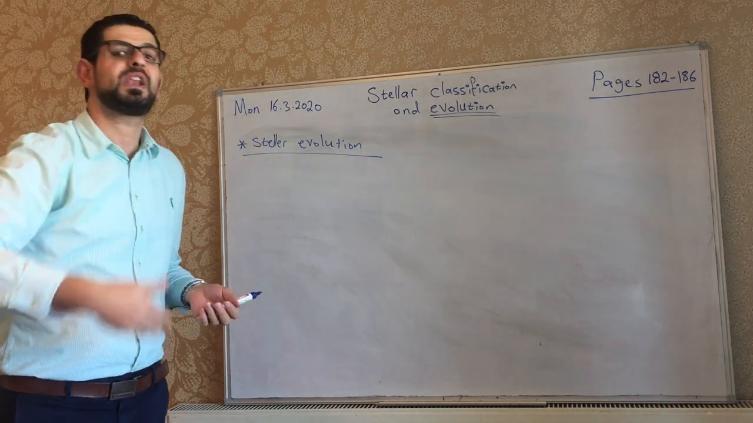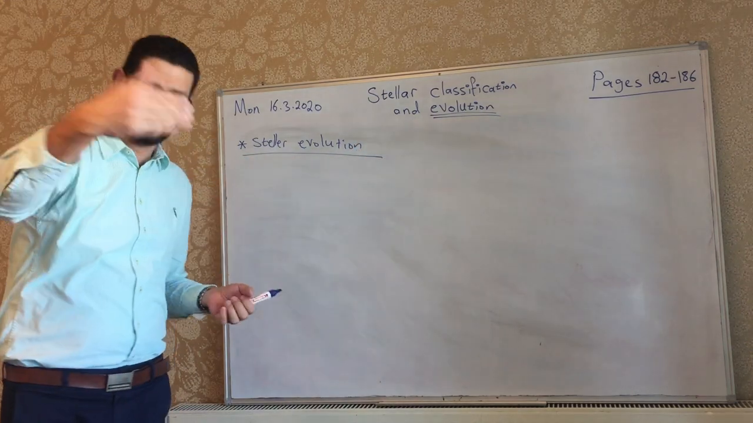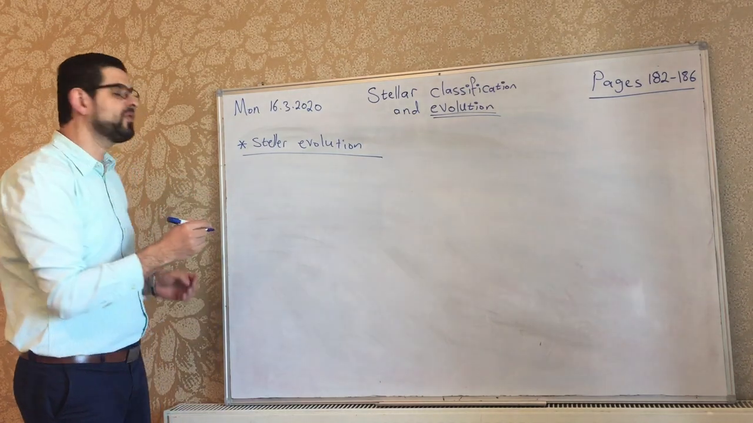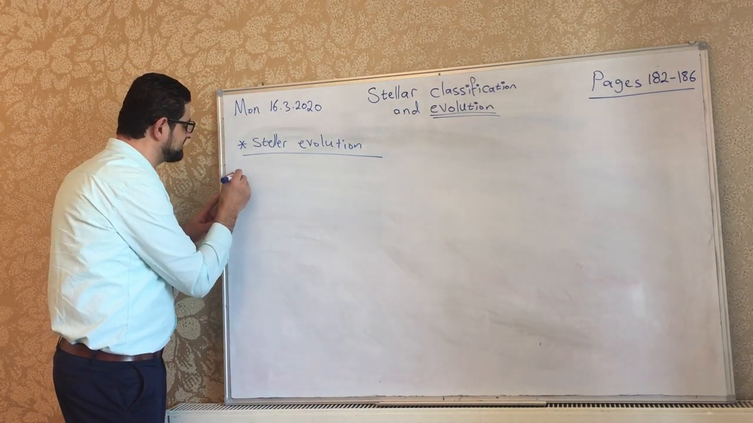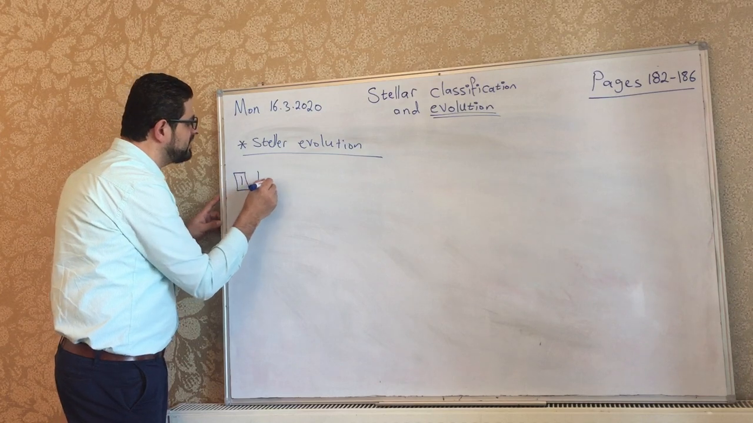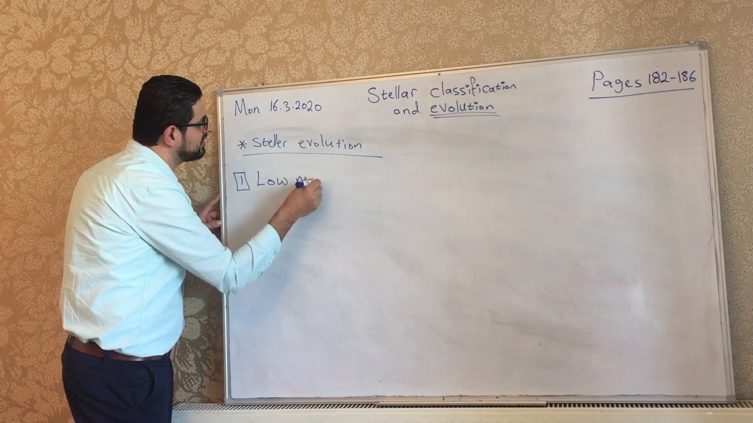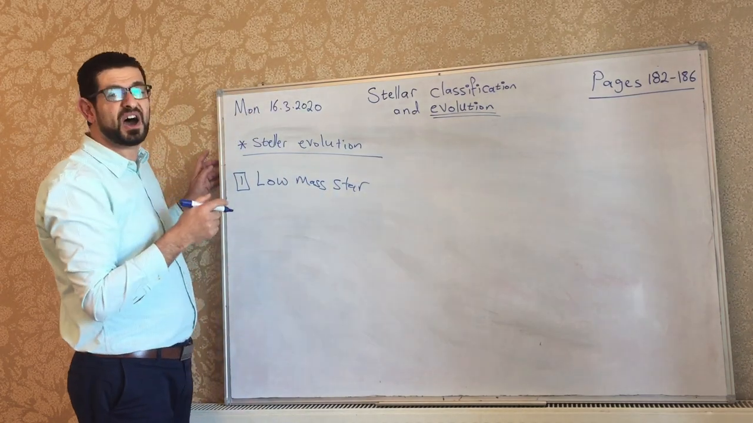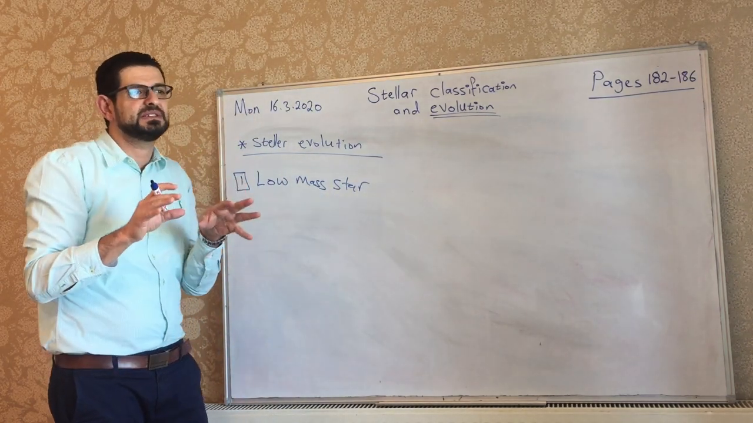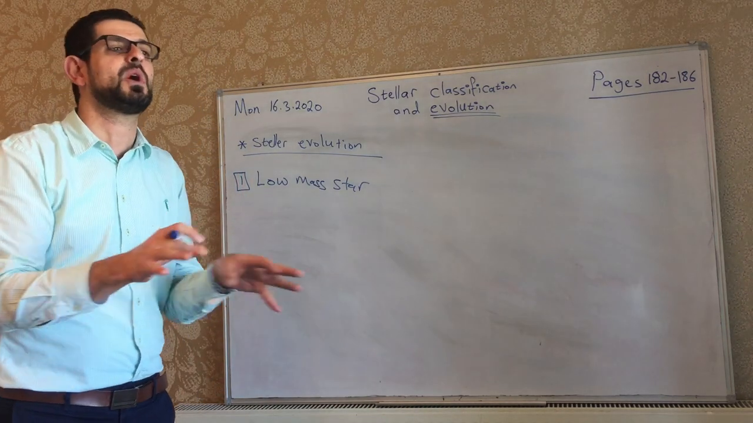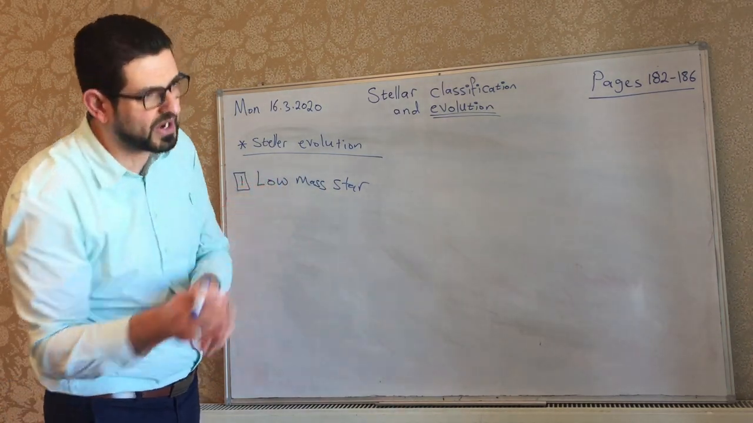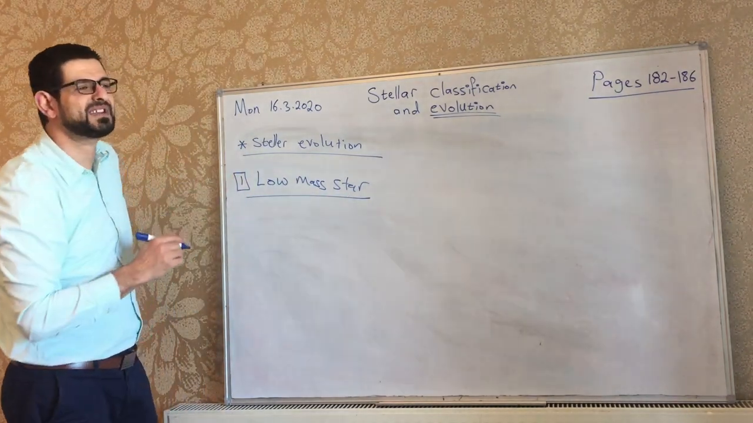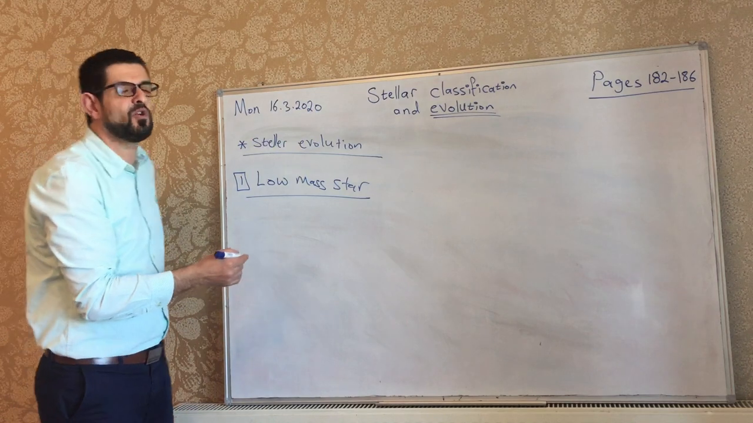So, what is the life cycle of a star? Stellar evolution is the life cycle of a star. We have two life cycles, and we have to know them both. First, the low mass star. When we are talking about a low mass star, we're talking about stars that have mass similar to our sun, or a little bit greater or a little bit smaller. So what is the life cycle of a low mass star?